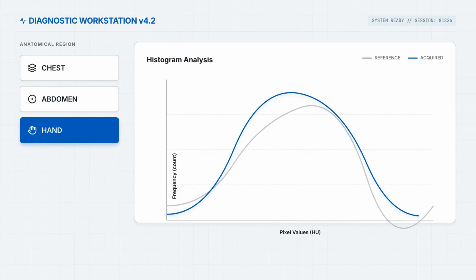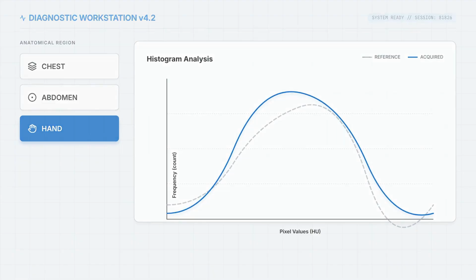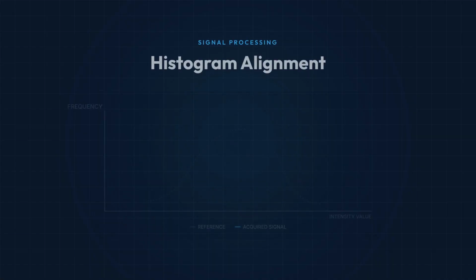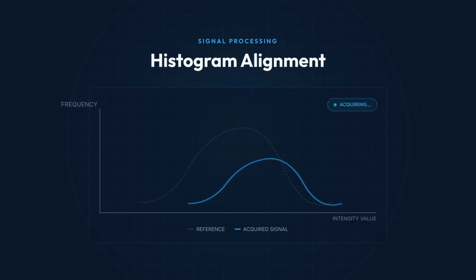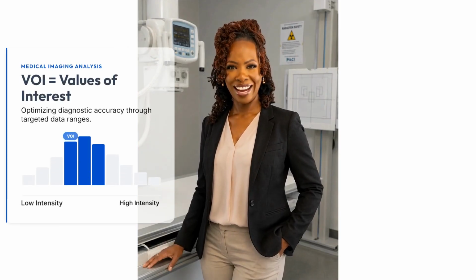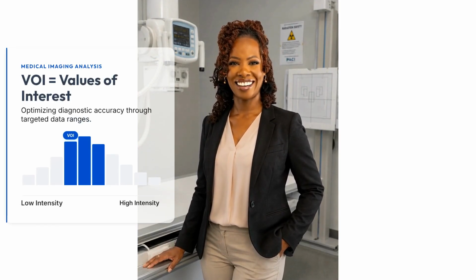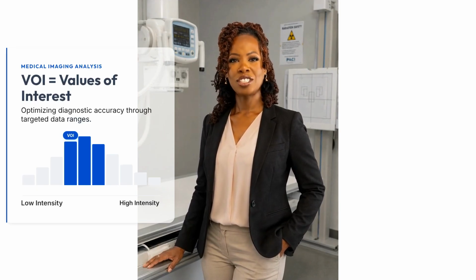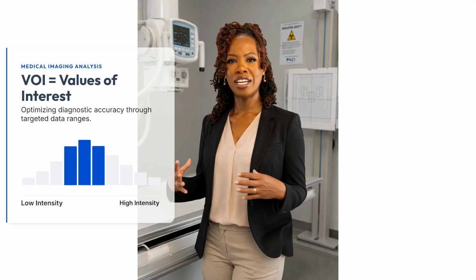When you select a chest, abdomen, hand, or another examination, the system has a reference histogram representing the expected exposure pattern for that examination. The acquired histogram is analyzed in relation to that expected pattern. The acquired histogram represents the distribution of pixel values generated from the radiation exposure received by the digital image receptor. However, not every pixel value captured by the detector represents useful anatomy. During this analysis, the system identifies the range of pixel values that contains the diagnostically relevant information. This range is known as the values of interest, or VOI.